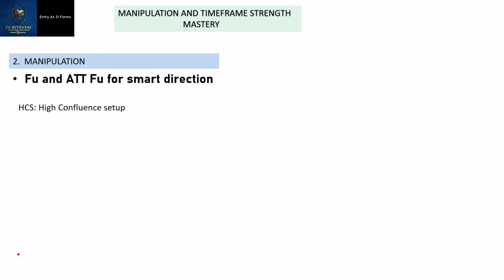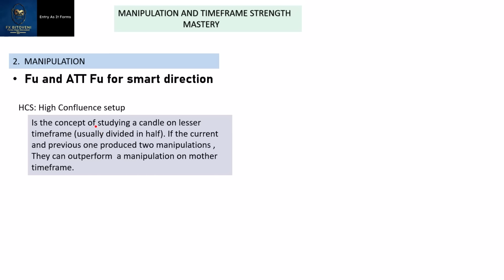So, HCS stands for High Confluence Setup, and it is the concept of studying a candle on a lesser time frame, usually divided in half. If the current candle and the previous one produced two manipulations, they can outperform a manipulation on another time frame. What does it mean?